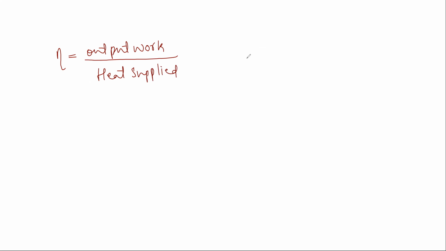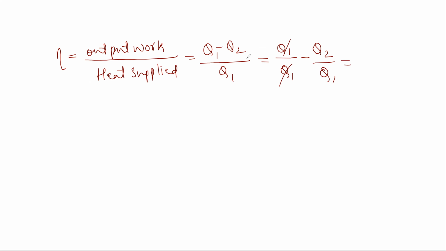So output work is denoted by Q1 minus Q2 whole divided by heat supplied, which is nothing but Q1. So how can we write this? Q1 by Q1 minus Q2 by Q1. So this cancels and what remains is 1, 1 minus Q2 by Q1. Let us consider this one as equation 5.